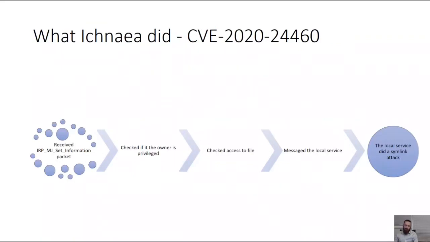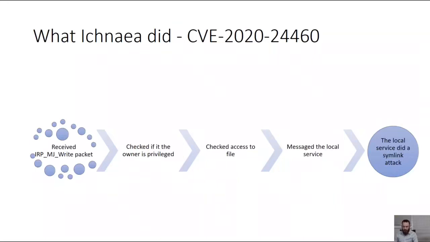So Ikna got IRP_MJ_SET_INFORMATION. It extracted the information class to determine if it's of the type FileDispositionInformation or FileDispositionInformationEx, which is actually the case. Then it checked the security context of the thread that did the delete operation. This service was notified, so we created a mount point and a symlink and the target file got deleted. In the same way, Ikna implemented the arbitrary write attack. We were later fortunate because of the call of SetSecurityFile as we saw before.